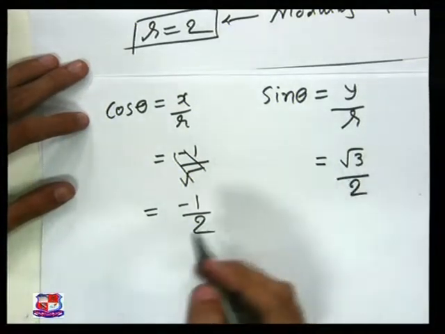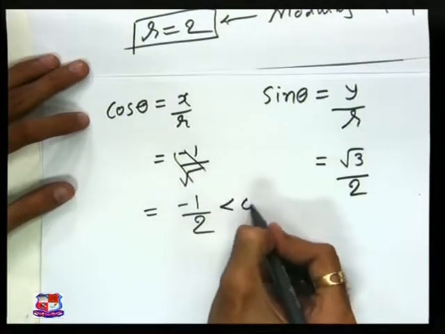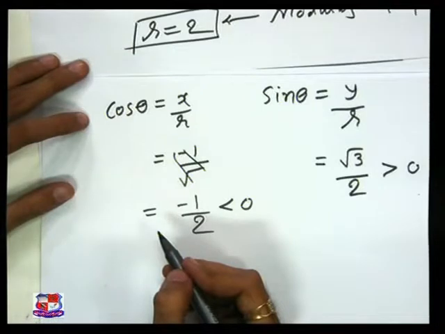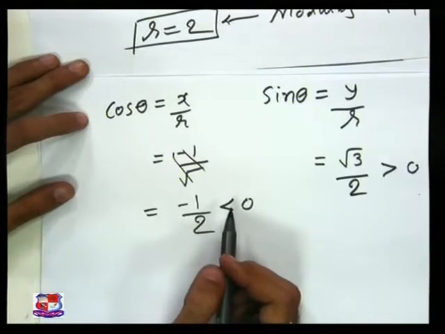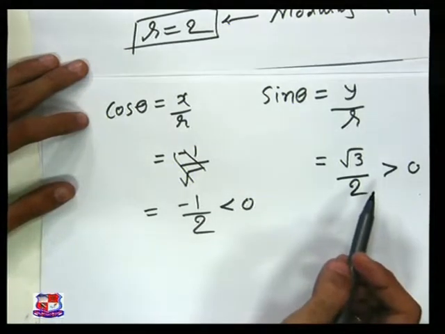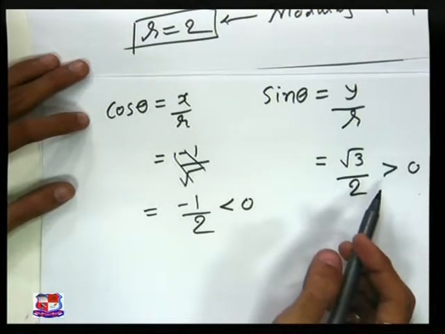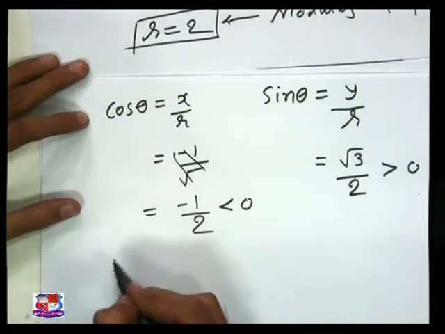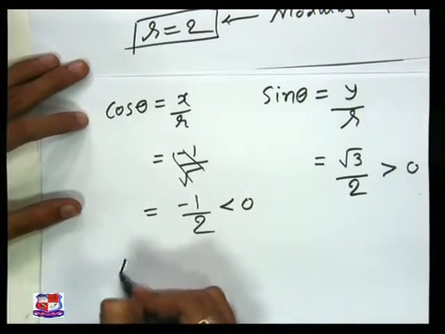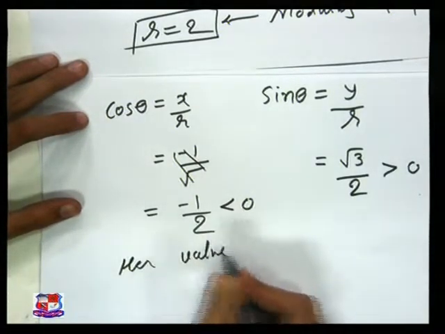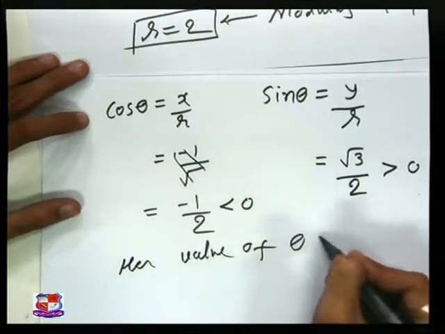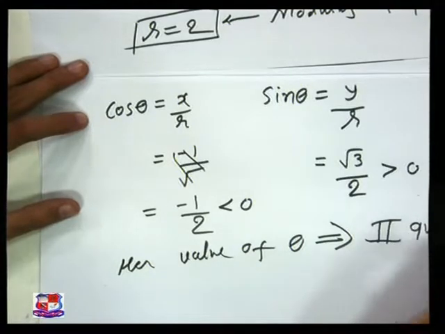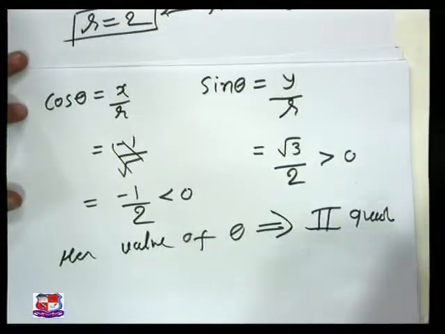So here note that cos theta is less than 0 and sin theta is greater than 0. That means cos theta is negative and sin theta is positive, which happens in the second quadrant. So I will say that here the value of theta goes into the second quadrant, okay, in the second quadrant, right?